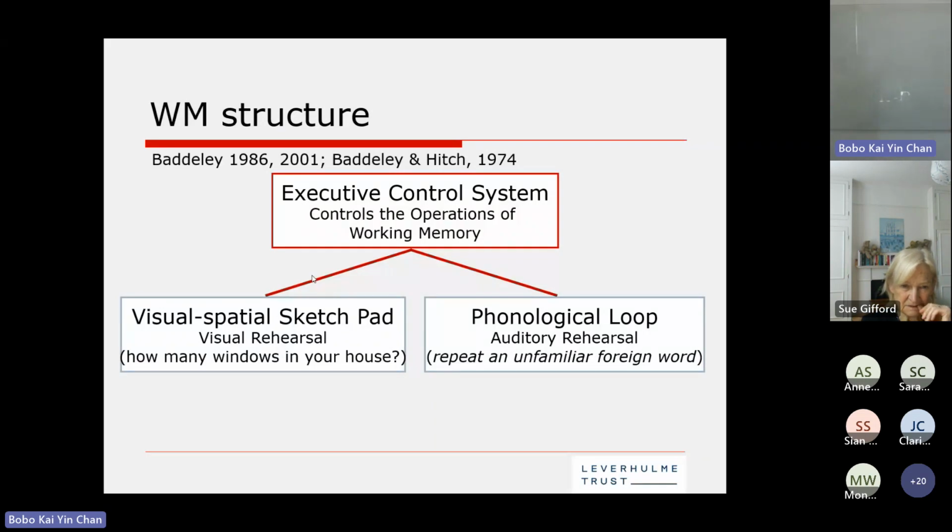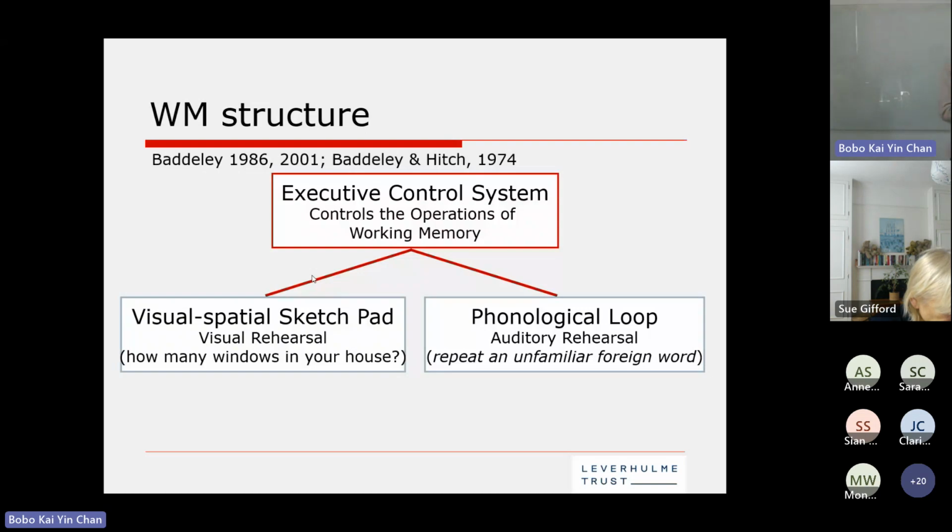What we need to take from that initial structure suggested in the mid-70s is that it includes a central executive, which controls operation, switching attention between the two, and coordination, and two slave systems. One is for processing visual information, another for auditory information. If you, for example, try to count how many windows are in your house, you retrieve this information in your working memory, and that would be visual working memory, and you can do this counting by manipulating information to come up with an answer.